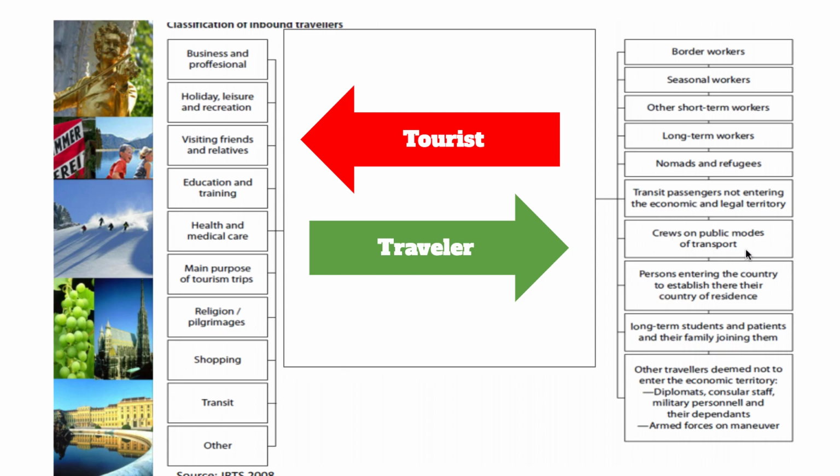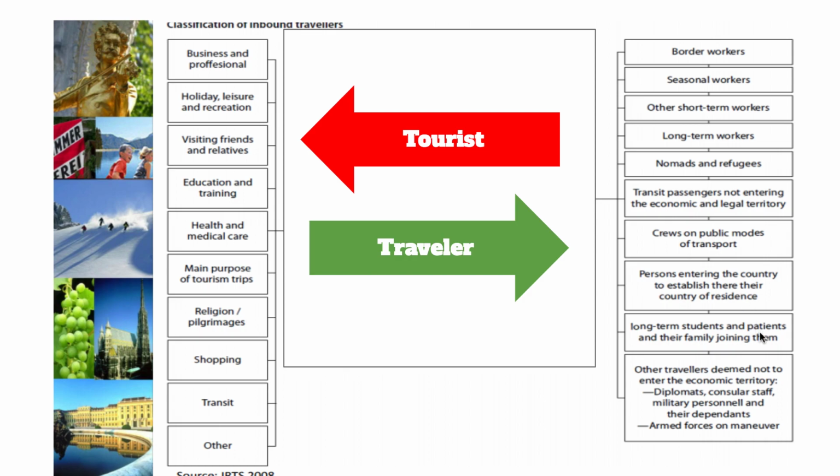We also have crews on public modes of transport. Crews would mean the workers in a transportation, like for example the flight attendants or people working in cruise ships. These are crews. And also we have people entering the country to establish their country of residence. So these are simply the immigrants. We also have long-term students who are studying, maybe to get their degree from another country.